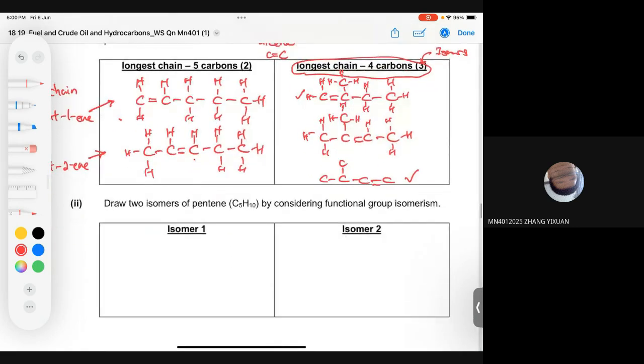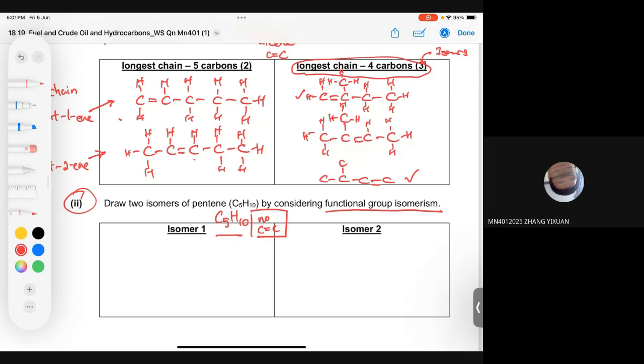Okay, now, part 2. This one will focus on functional group isomerism. So I need to change the functional group. If it is pentene, I can no longer put a double bond. So now it's a C5H10, but no C double bond C, so it's no longer called pentene. What would be a possible functional group? This is where it gets exciting. Okay, I'll show you how it looks.